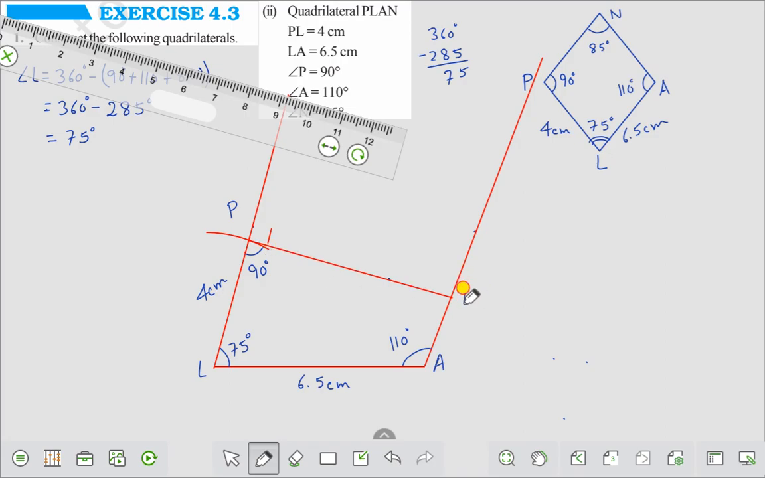This is N, and angle N will be automatically 85 degree, right? This is automatically 85 degree. This is the required quadrilateral.